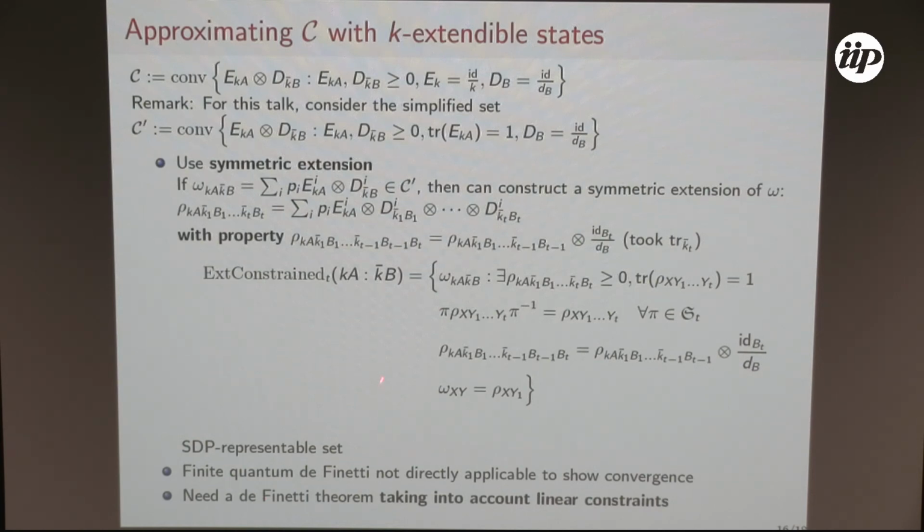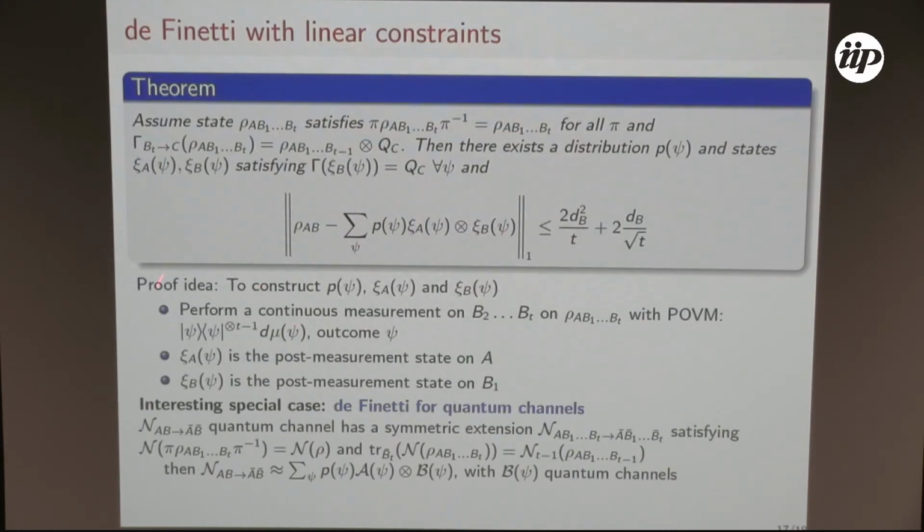But it's not clear whether this converges to C prime, whether when I take t larger, this goes to C prime. So the usual quantum de Finetti is not directly applicable. That's why I'm saying we need a de Finetti that takes into account linear constraints. This is what we can show here. Again, abstract away from the channel coding picture, and let's just think of a de Finetti where we put linear constraints. Let me do that quickly.